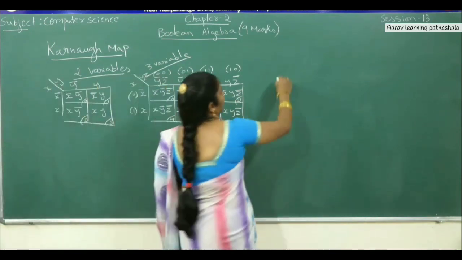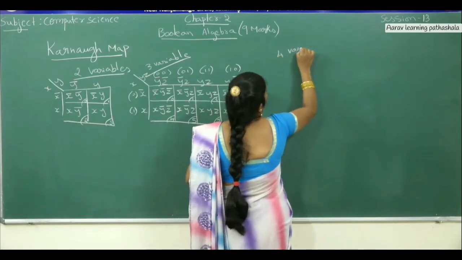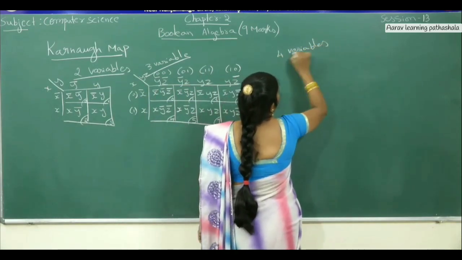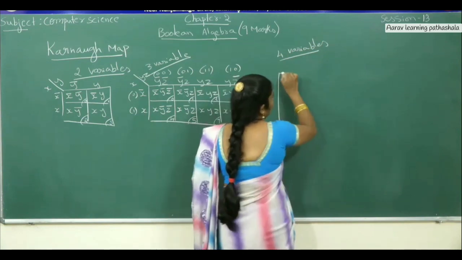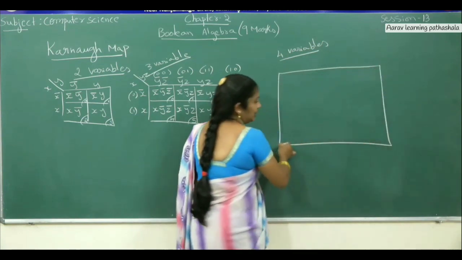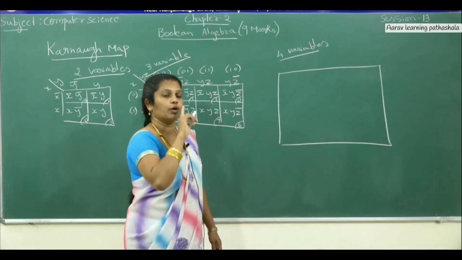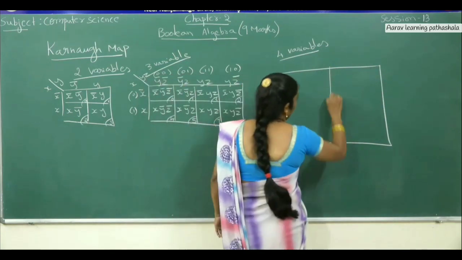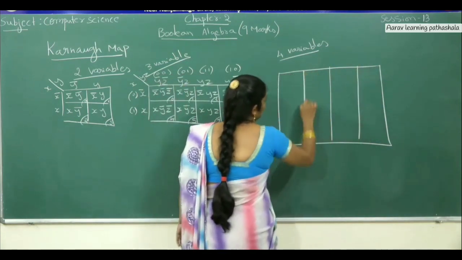Now, if you have 4 variables, then how to write the Karnaugh map? 2 to the power of n number of cells you will get. 4 means 2 to the power of 4. Then how many cells you will get? That you have to identify first.